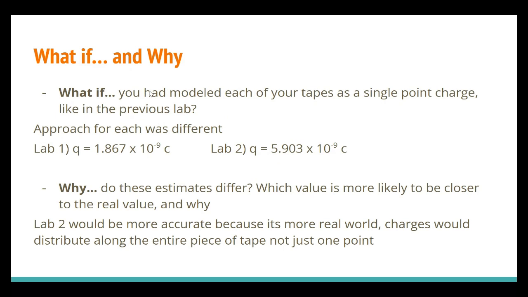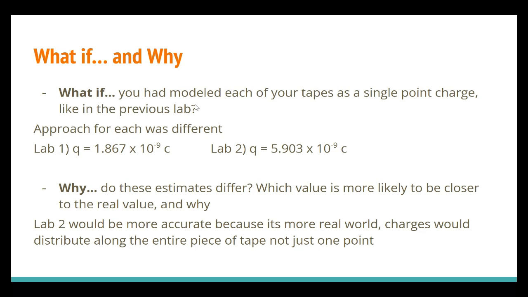So what if and why? What if you model each of your tapes as a single point charge like the previous lab? So this is what I was talking about before the changes. Lab 1 was a point charge where we got 1.867 times 10 to the negative 9. However, this one we did a uniform charge, so it was 5.903 times 10 to the negative 9. And why do these numbers differ? And which one is more likely to be close to the real value?